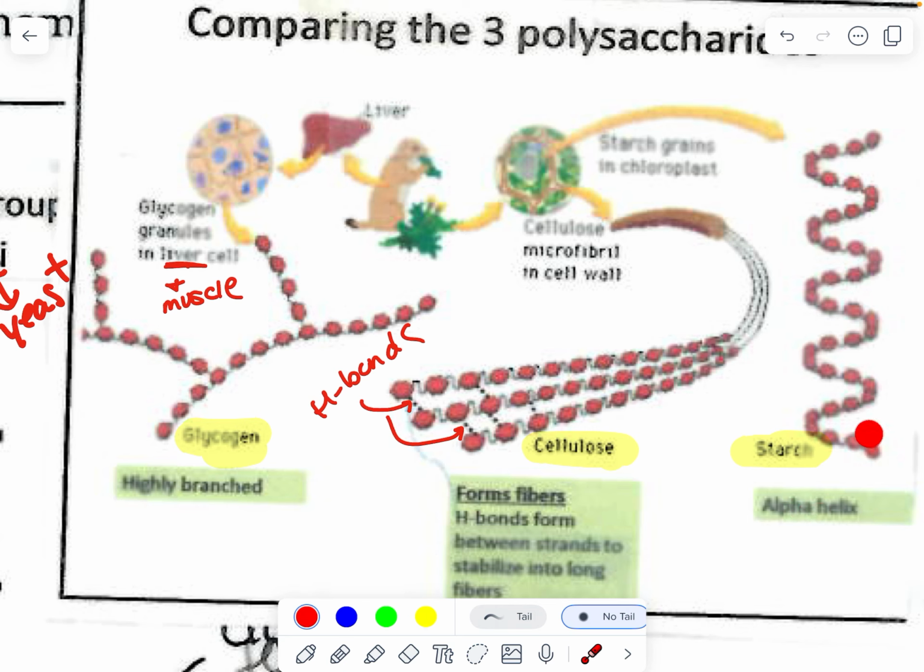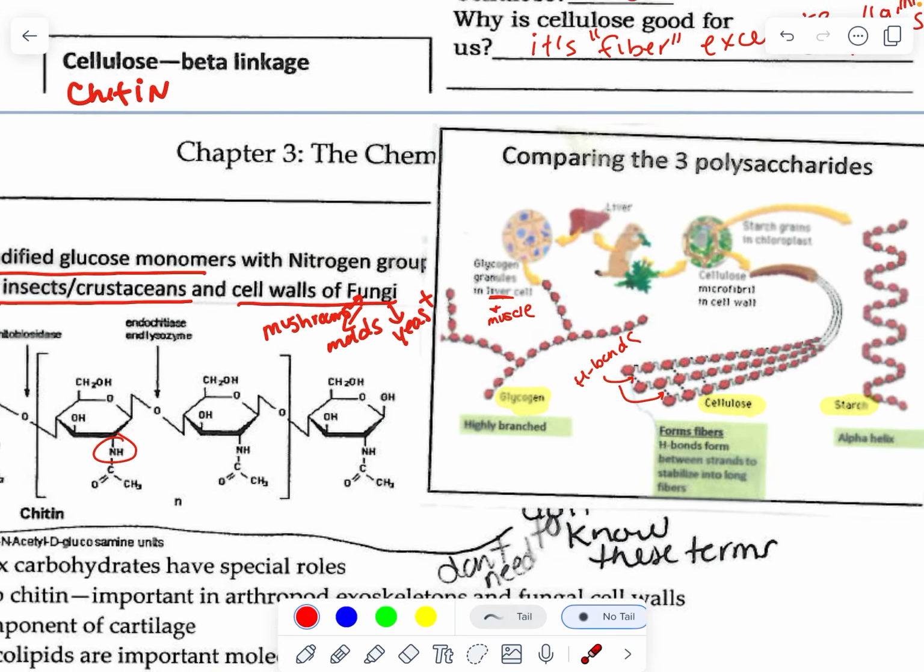We call it an alpha helix because it's a single chain. Remember, the DNA is a double helix because it's two things, but we'll get into that later. So they're all made of glucose subunits, but kind of if you look more at their secondary structure, if you can see whether they branch, parallel, or helix, I would expect you to know the difference between those three polysaccharides.